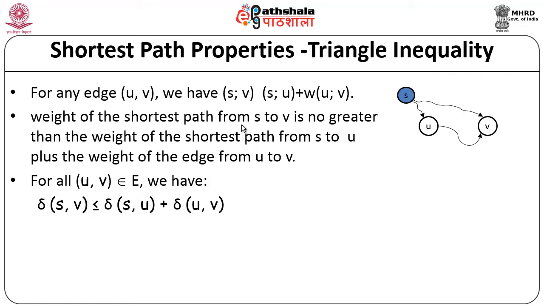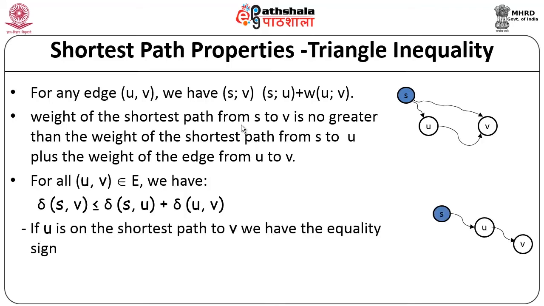The next shortest path property is what is called the triangle inequality. If you have an edge uv, the weight of the shortest path from s to v is no greater than the weight of the shortest path from s to u plus the weight of the edge from u to v. For all uv belonging to the edge set, we have delta(s,v) less than or equal to delta(s,u) plus w(u,v). So, this is the triangle property. We have the equality sign only if u is on the shortest path.